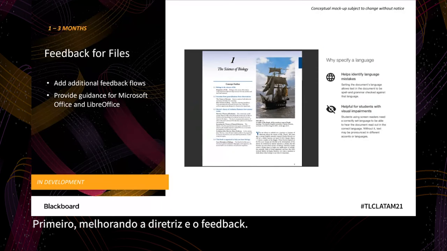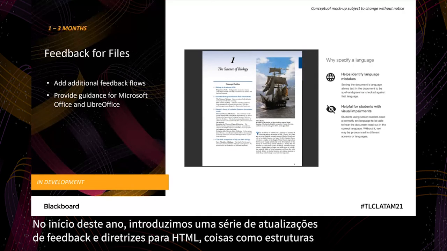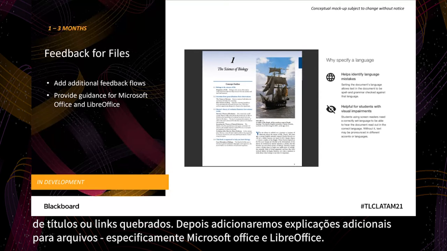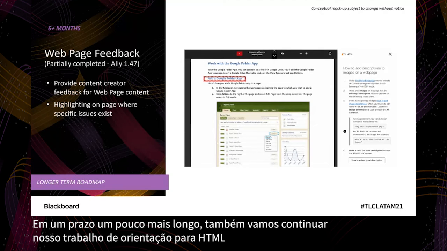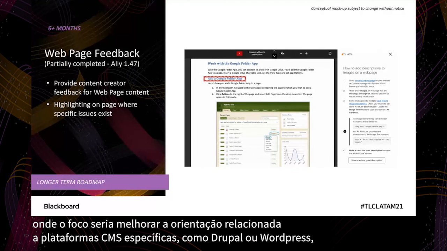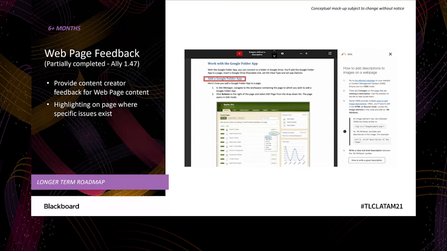So first, improving guidance and feedback. Earlier this year, we introduced a series of feedback and guidance updates for HTML, things like heading structure or broken links. Next, we're going to be adding additional guidance for files, specifically Microsoft Office and LibreOffice. A little bit longer term, we'll also be looking to continue our work on guidance for HTML, where the focus would be improving the guidance related to specific CMS platforms like Drupal or WordPress, giving you more guidance on how to actually fix those accessibility issues in those platforms.